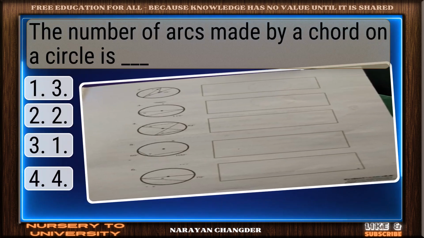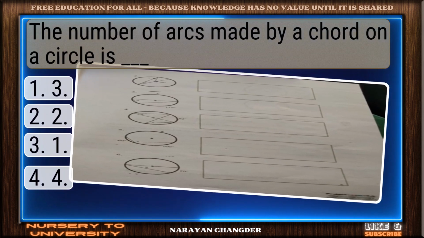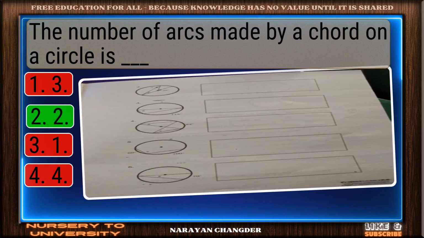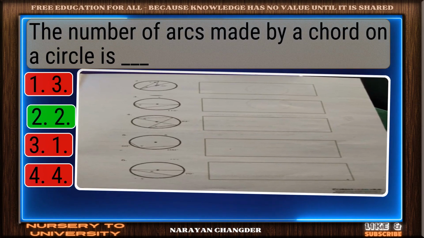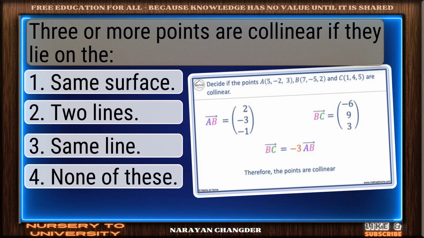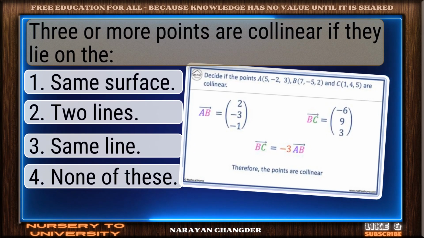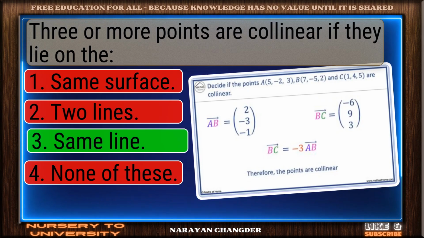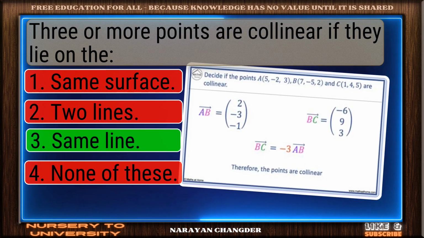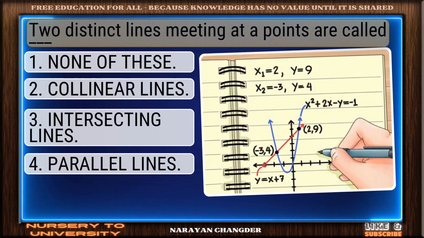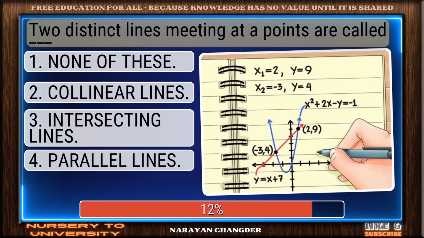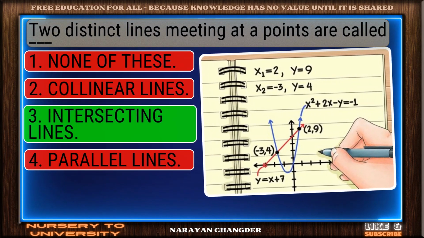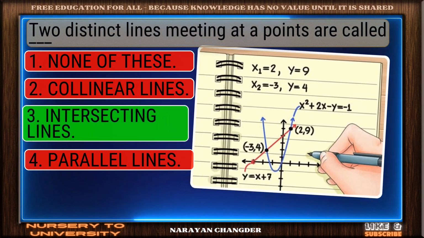The number of arcs made by a chord on a circle is dash. Solid response. 2 is a valid choice. 3 or more points are called collinear if they lie on the dash. You're right. Same line is the correct answer. 2 distinct lines meeting at a point are called dash. Great job. Intersecting lines is the accurate answer.